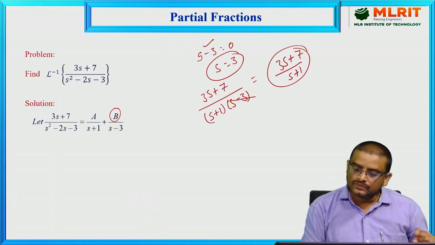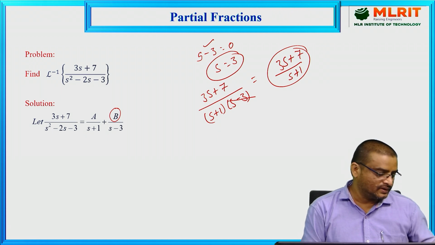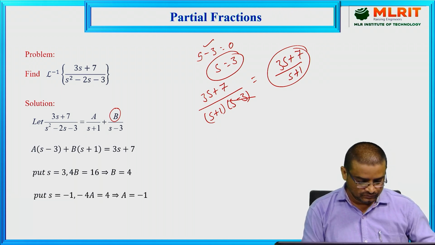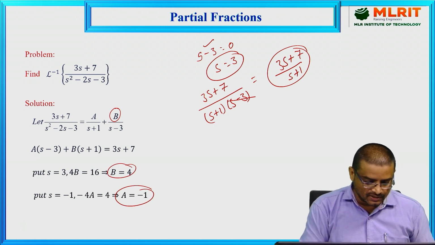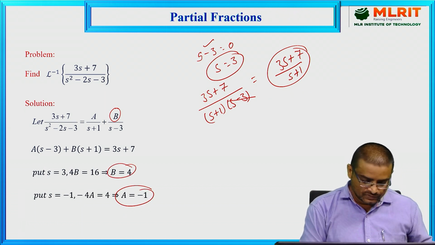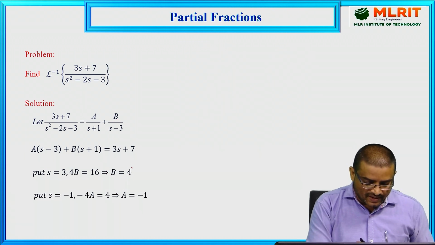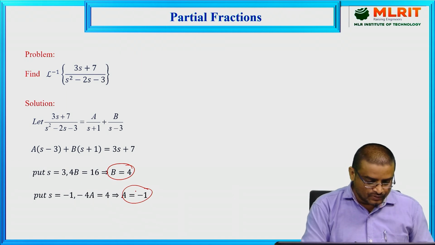Okay, that is one shortcut procedure we can use whenever we are having linear factors in the denominator. So like this we can find out that. So we got a is equal to minus 1 and b is equal to 4. Now after finding that a value and b value, we have another procedure here.